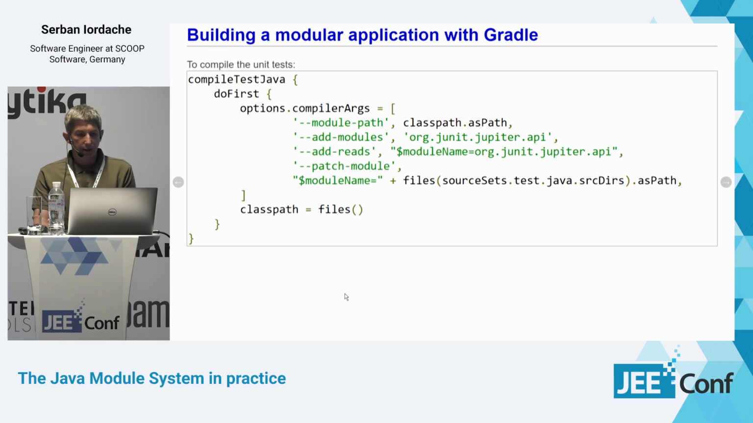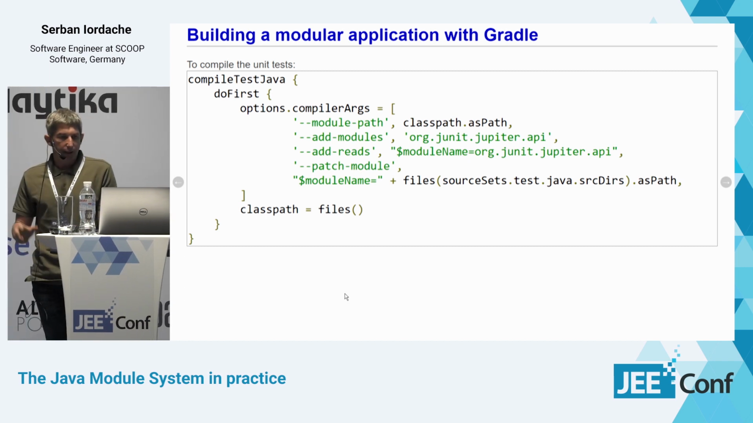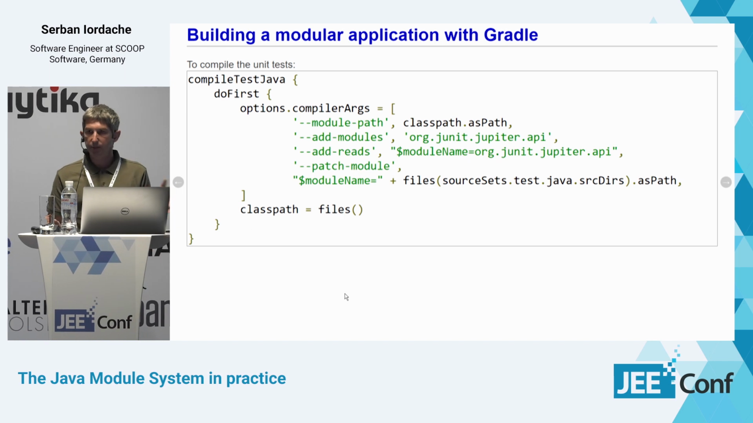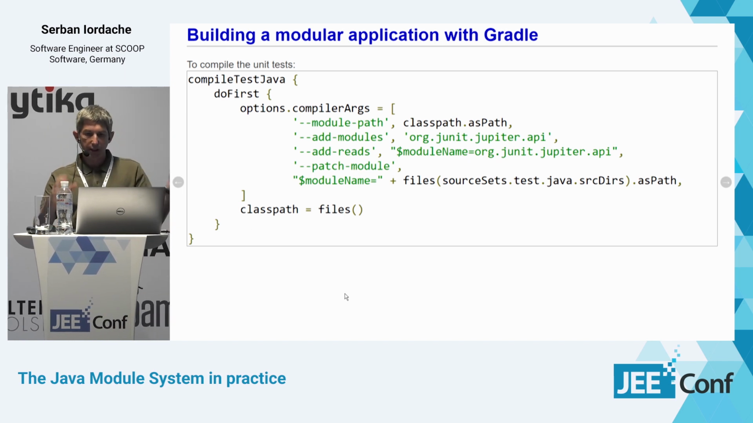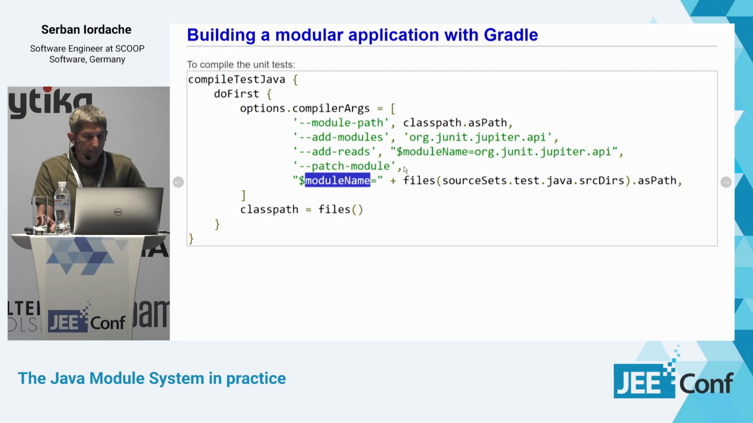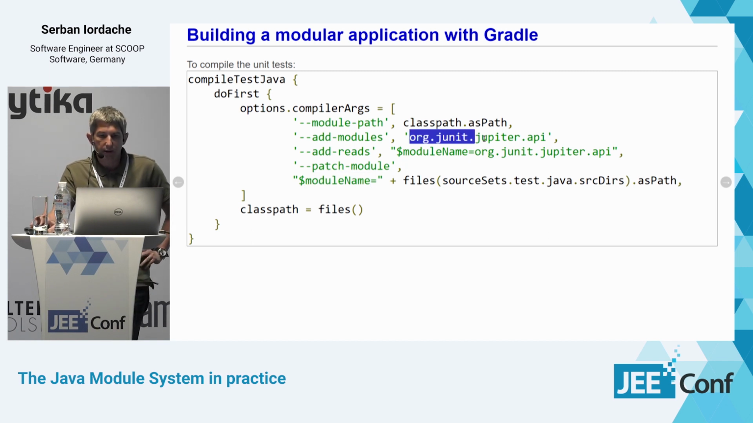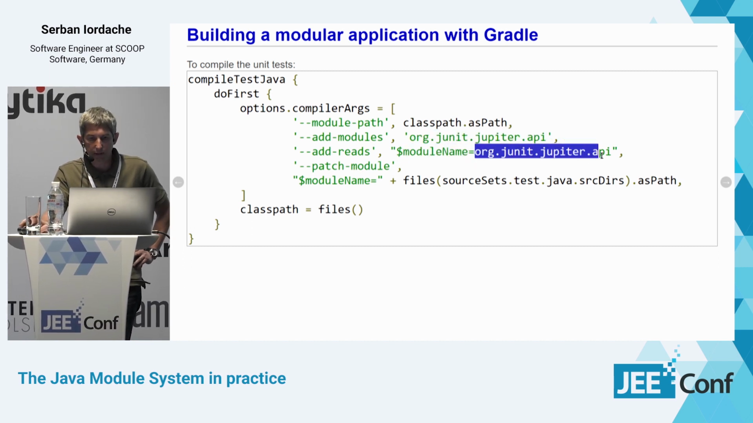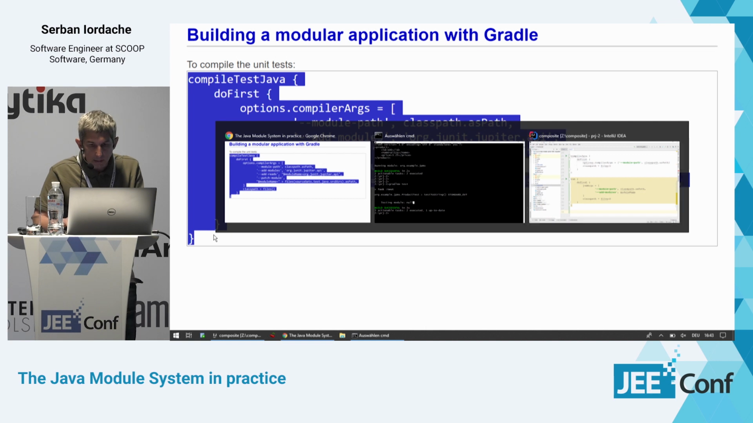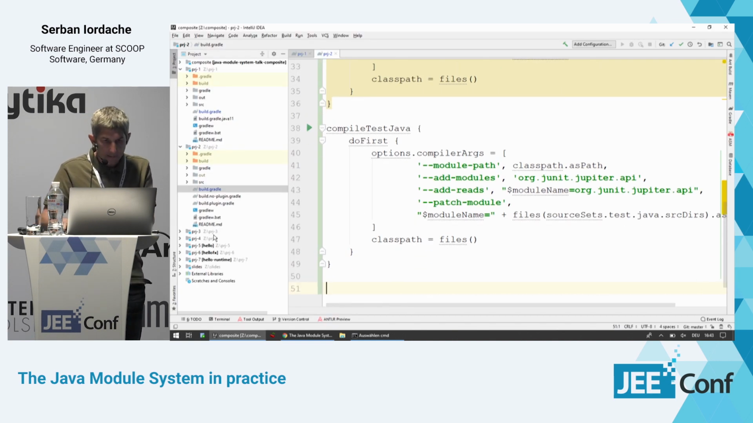module path. And here it's a bit more complicated because the unit test class and the class under test are in the same package. So we have a split module between our main module and our test module. And we need to patch our main module. So we merge everything from the test source set into our main module. We also need to add the JUnit module and to let our main module read this JUnit module. So let's copy this snippet in our Gradle script.